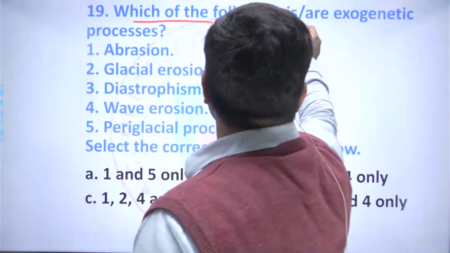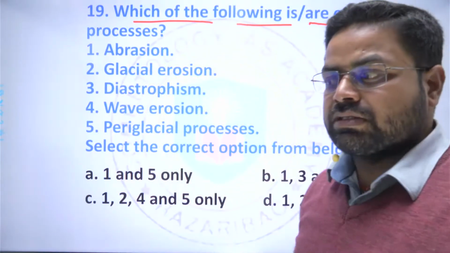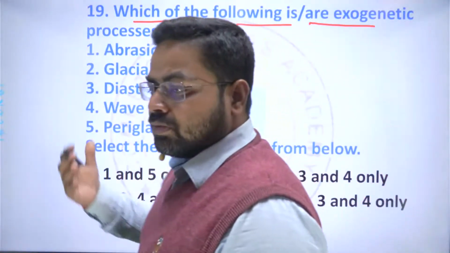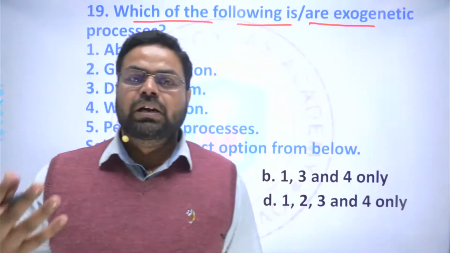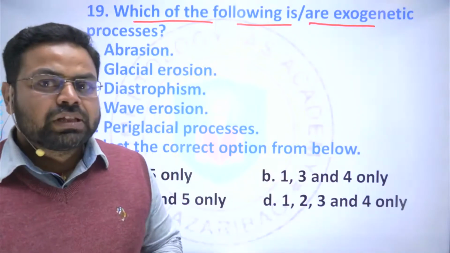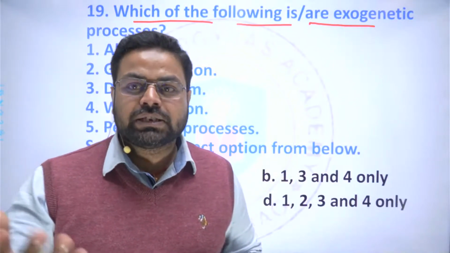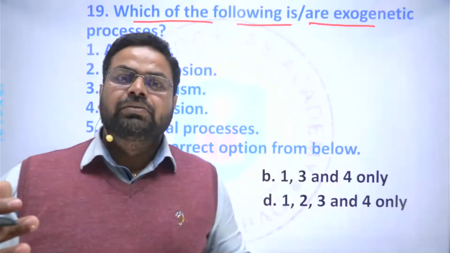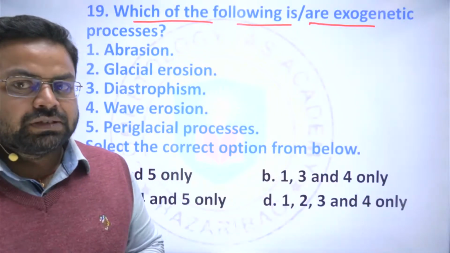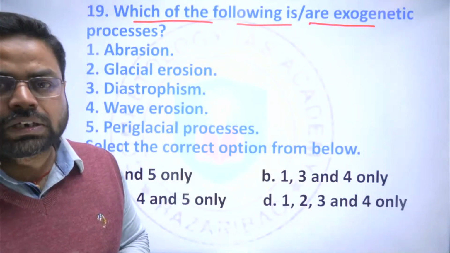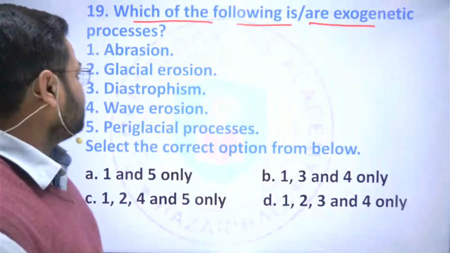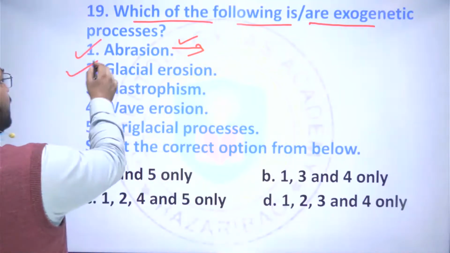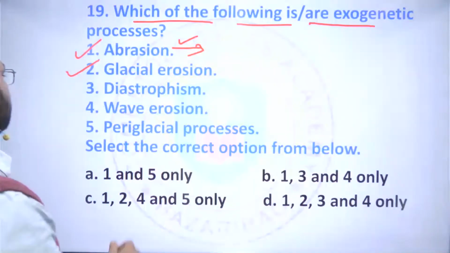Which of the following is or are exogenetic processes? So the exogenetic processes are the processes which are forming the landforms, carving out the landforms with the help of ultimate energy that is coming from the sun, right? And that are emanating from outside the surface of the earth, not originating from the interior of the earth. So here it says abrasion, it is a correct statement. Thereafter glacial erosion, again an exogenetic process.